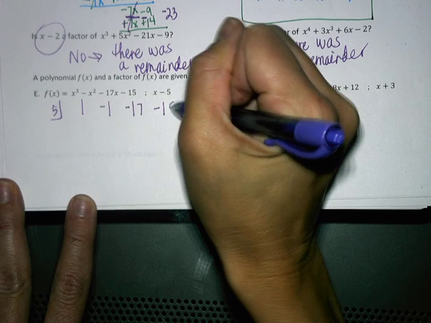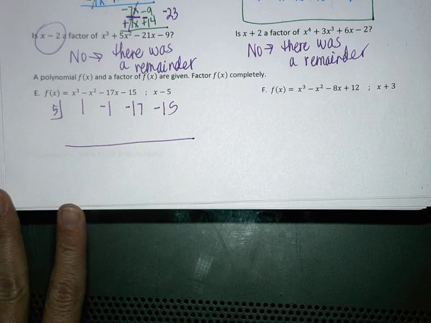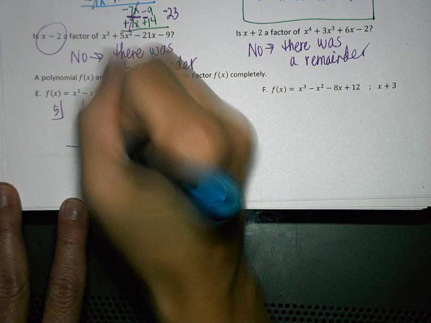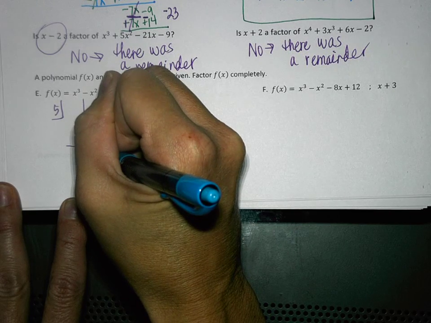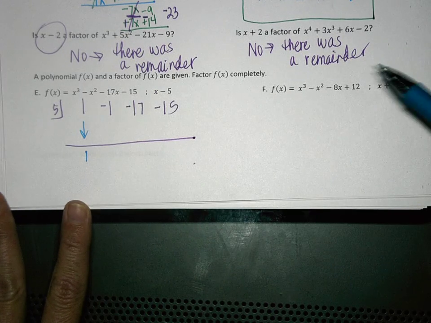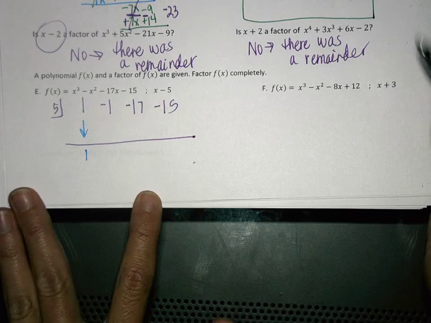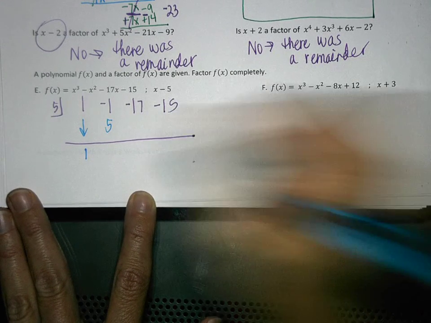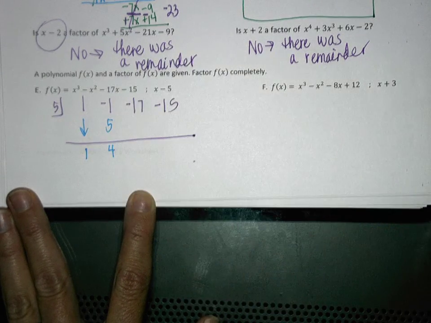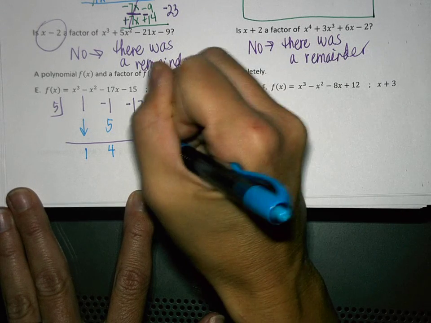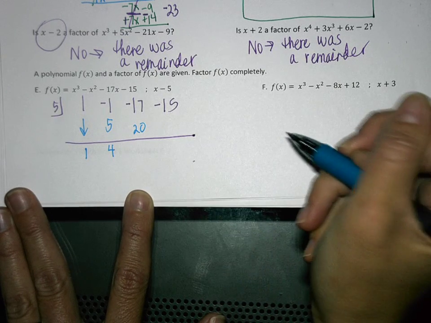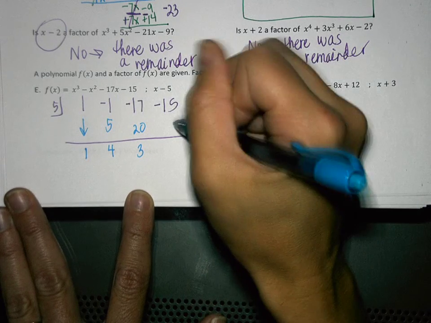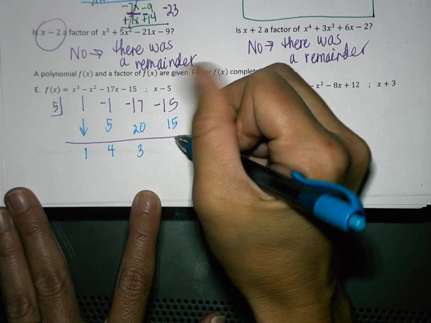Perfect. Draw our line. What do I do first? Bring down the first number, which is 1. 1 times 5 is 5, and then we add those together and it makes 4. 4 times 5 is 20. We add those down and we get 3. 3 times 5 is 15. We add those down and we get 0.